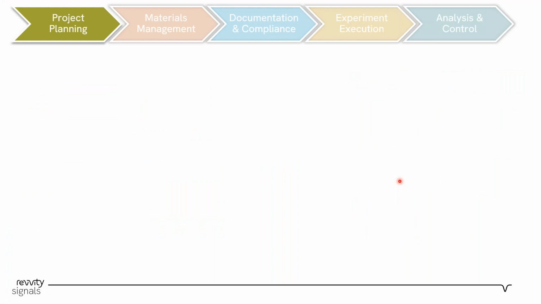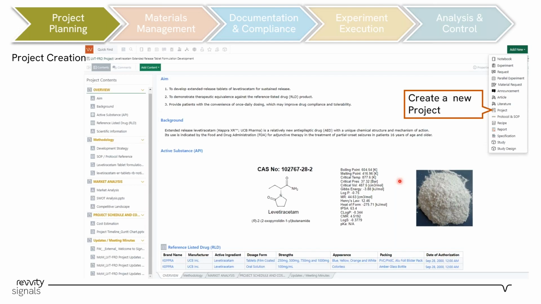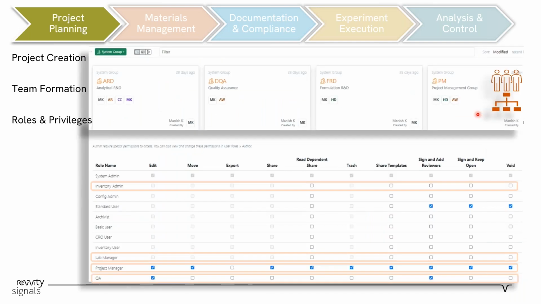So as discussed, this process starts from project planning, where the project manager would like to create a new project. A project manager can create a new project, generate a project code, capture related information, the scope of the project, and market analysis and background information. Then circulate this information to the key stakeholders. He can form his team. Different groups can be formed within the system. He can communicate with R&D heads, let's say the analytical R&D head, QAs, and formulation heads. They can form their team, assign roles and privileges to individual group leaders or team players. That's how they can communicate the project related information with them.